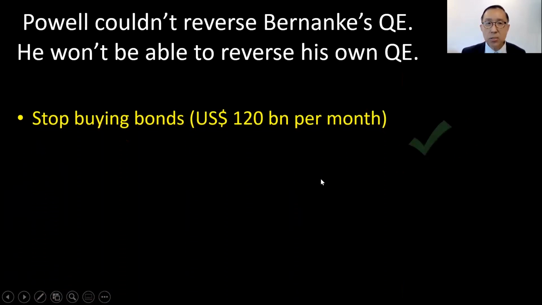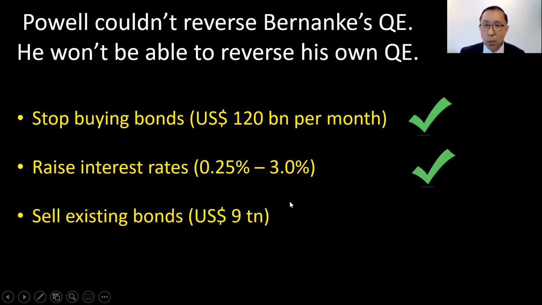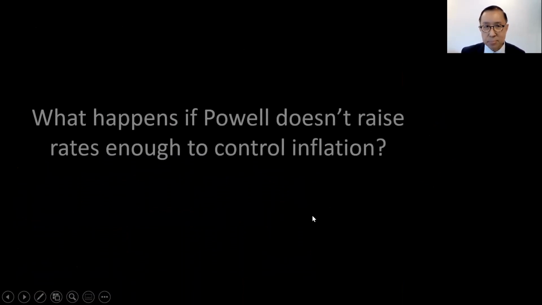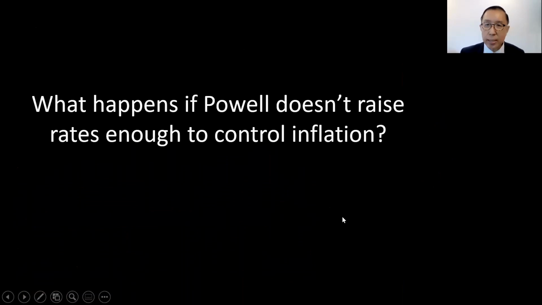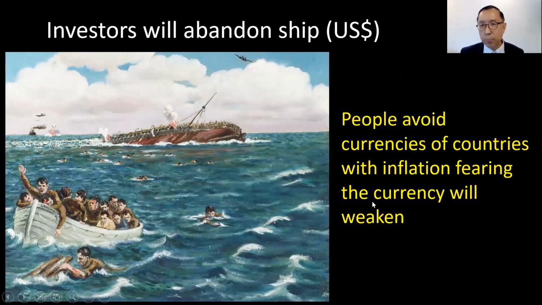His own QE means stop buying bonds at $120 billion a month, which he did in March, and raise interest rates. Well, he is doing from 0.25 to 0.5. He aims to go up to 3%. And on top of that, he's got $9 trillion worth of bonds, which he has to sell. I don't think he can do that. What happens if he cannot do that? Well, then we go back to 1970s again. That's when the Fed couldn't control inflation, people didn't like it, and they started selling the US dollars.